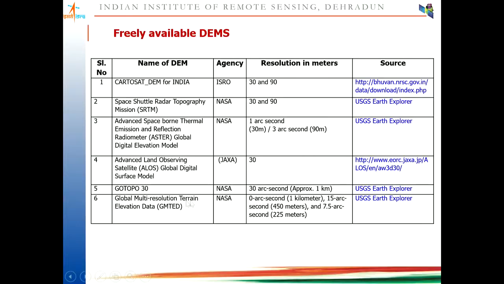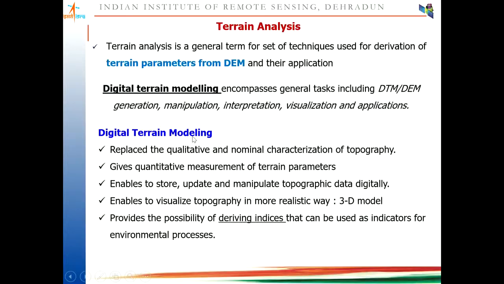GTOPO30 has a 30 arc second, or approximately 1 kilometer, spatial resolution for global coverage. For global studies, we use this one. So various digital elevation models are today freely available. ISRO has generated Cartodem of India, and other countries or international bodies have generated DEMs for the entire globe, which can be downloaded.